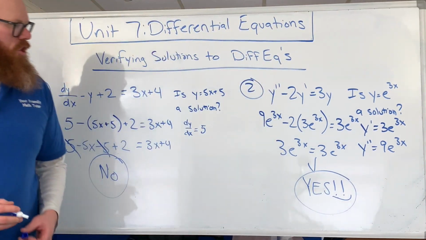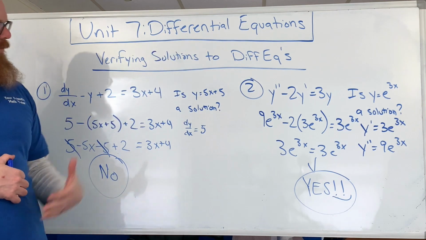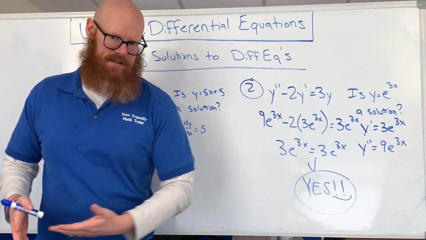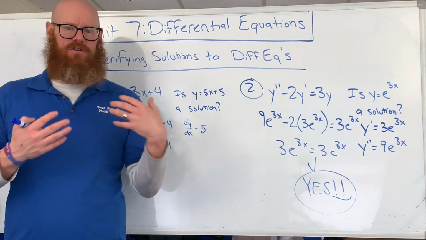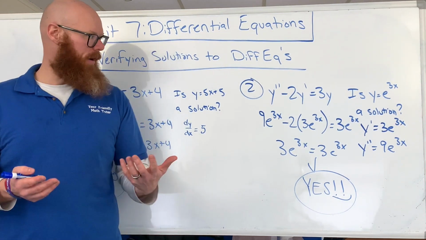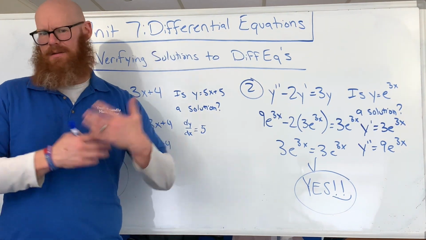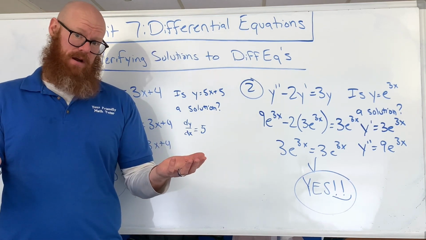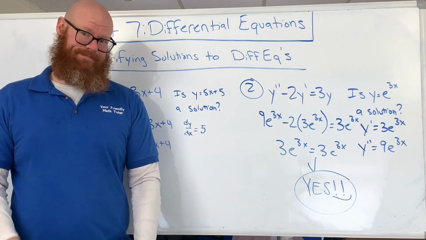All right, so we can see that if we have to verify, we can just basically take derivatives and substitute. If the left side equals the right side, then the answer is yes. If the left side does not equal the right side, then the answer is no, it's not a solution. All right, it's as easy as checking solutions to basic linear equations that you did way back in pre-algebra. You just substitute, left side equal to right side, yes. If not, no. All right, let's move on.